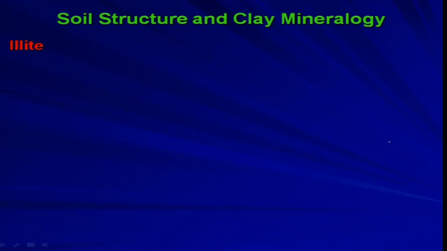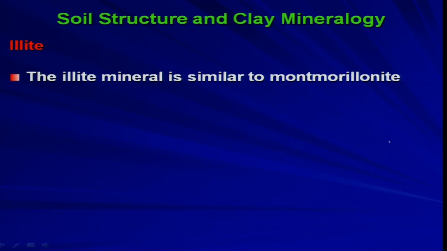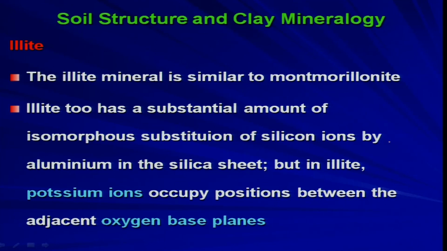Now, coming to illite, that is the last type of clay mineral. The illite mineral is very similar to montmorillonite. You have two silica sheets and one alumina sheet, which is getting sandwiched between the two silica sheets. Illite too has a substantial amount of isomorphous substitution. By this time we know what isomorphous substitution is: substitution of silicon ions by aluminium in the silica sheet. So, in the silica sheet you may have a substantial amount of isomorphous substitution of silicon by aluminium ions, but in illite potassium ions occupy positions between the adjacent oxygen base planes.